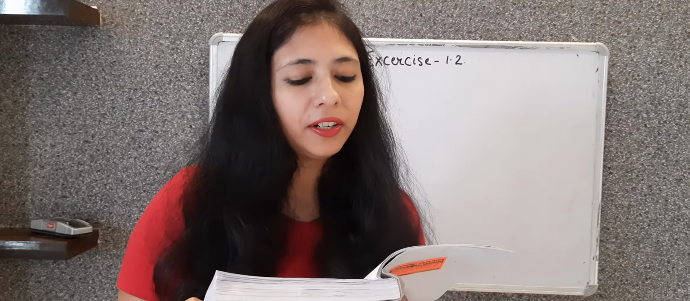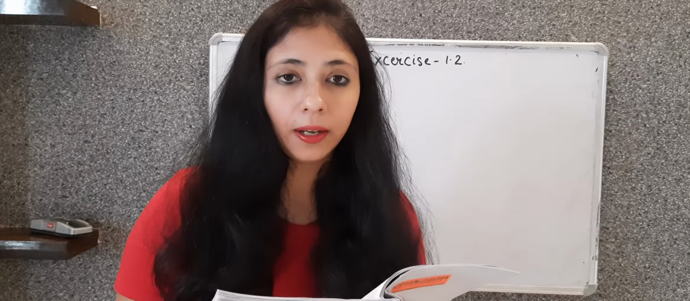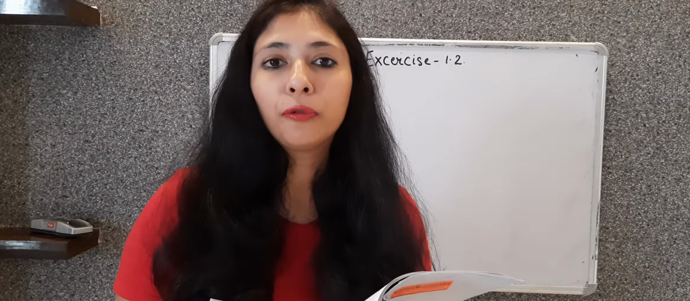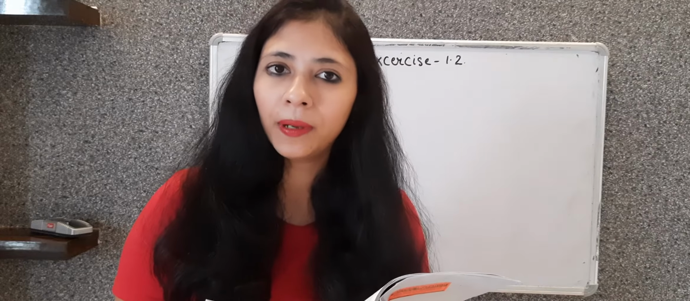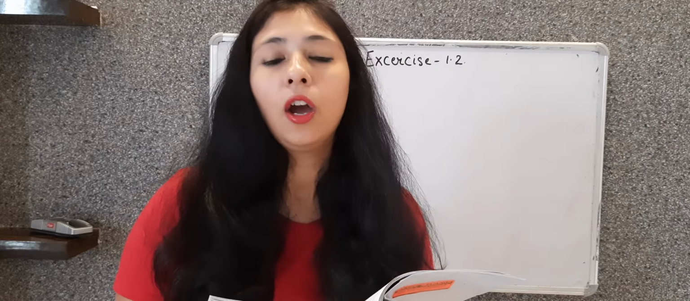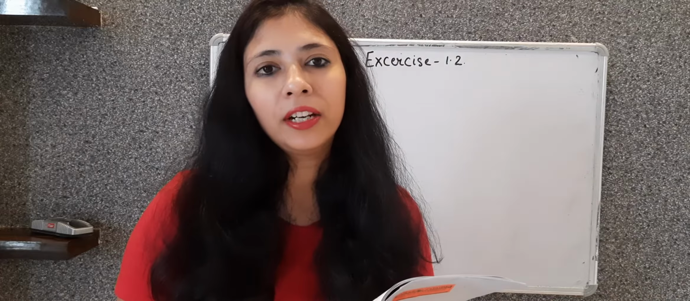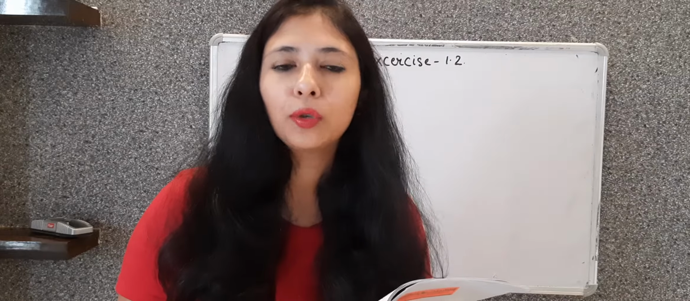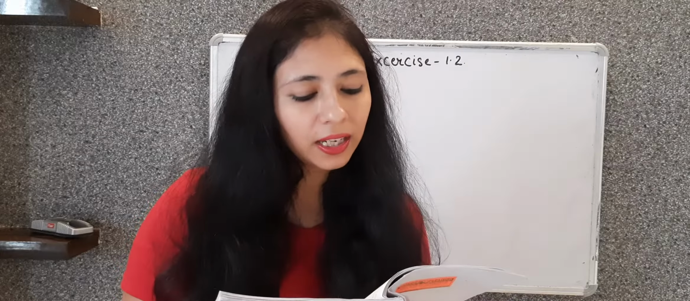Third part, every real number is an irrational number. Its answer is also false, because the real numbers are the biggest set of numbers and irrational numbers come under it. All the real numbers are not irrational. We can take the example 1 by 2. 1 by 2 is real but it's not irrational.